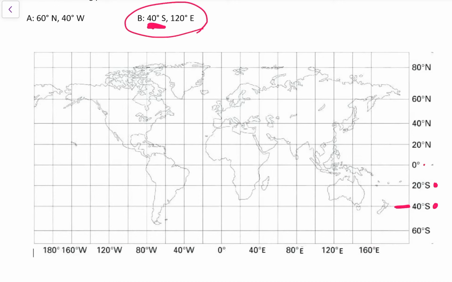Then I have to find my longitude. Here the longitude is 120 degrees east. If I look at the numbers on the bottom of the map, those are the longitude. I start at the prime meridian, and I want to move this way because I'm moving east. 40, 80, 120 degrees east is right here. So this is the line I'm looking for. Let's see where these two lines meet. Looks like my point is right about here. 40 degrees south, 120 degrees east. I will draw a nice big dot to show my point and label it B.